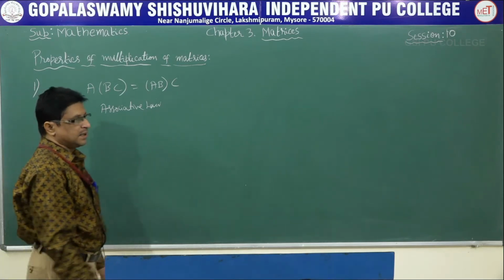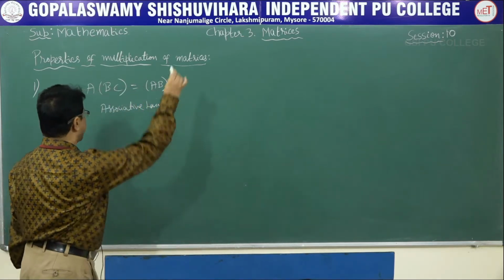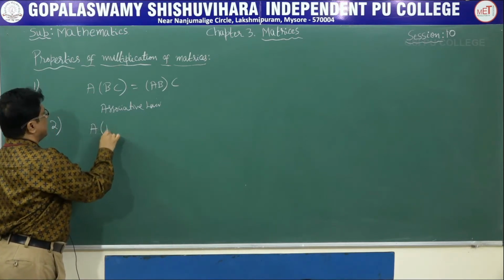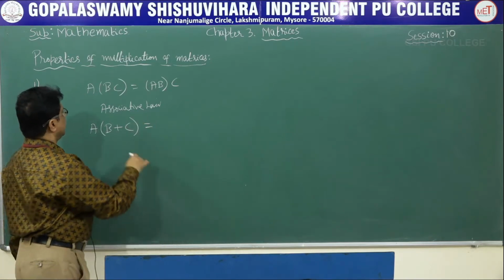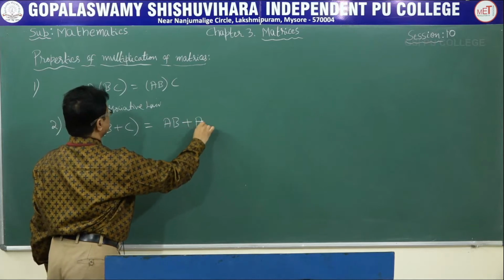Second one is the distributive property of multiplication over addition. That is, if A, B and C are of the same order, then A into B plus C equals AB plus AC.